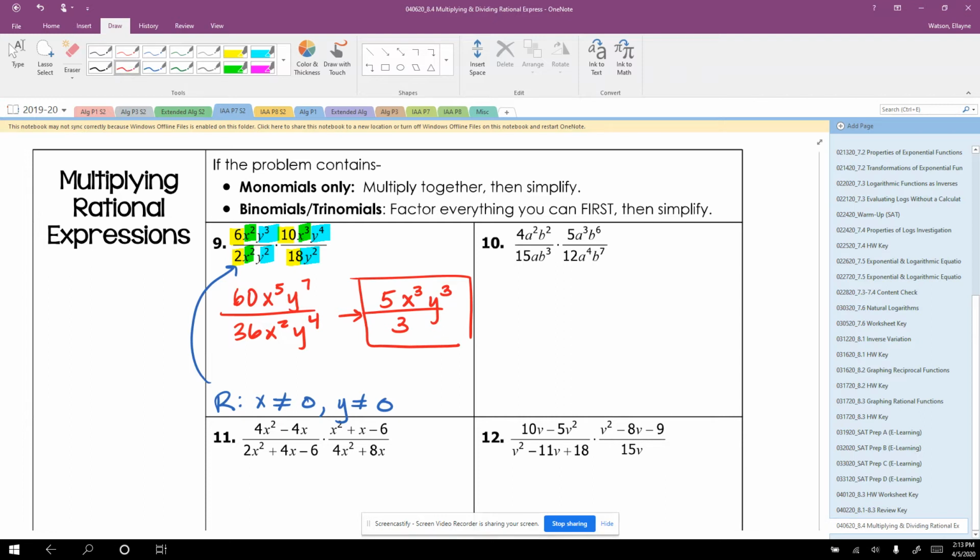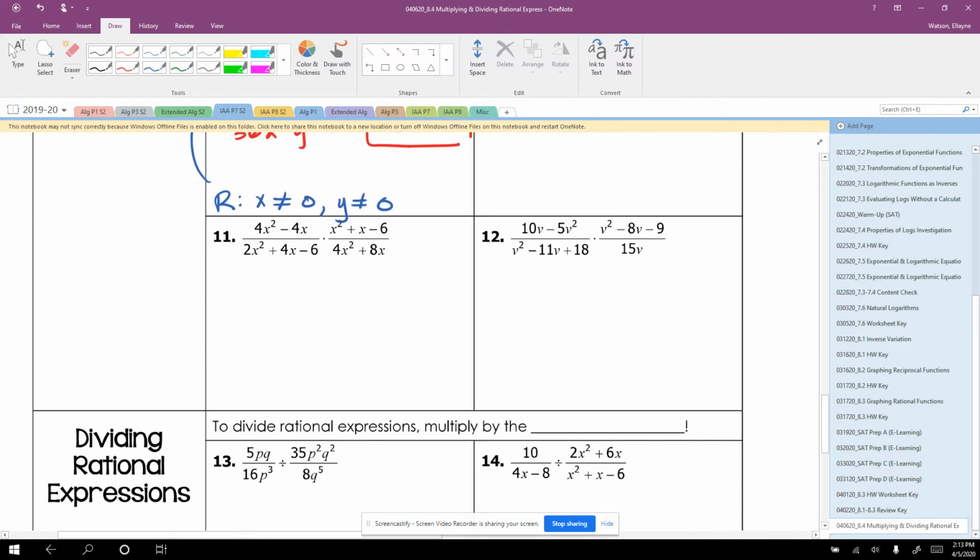Okay, let's do the problem below it. So this one's a little different because now we're actually multiplying binomials and trinomials. I want you to simplify, so factor, cancel out, instead of multiplying first. You could get the same answer, but multiplying first is going to take a lot more time and open yourself up to a lot more risk for error. Okay, so first let's factor.